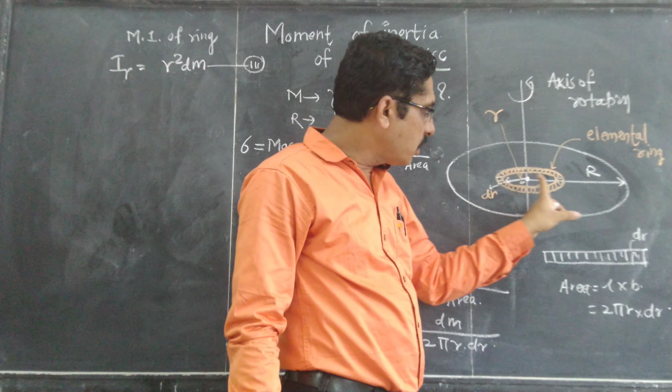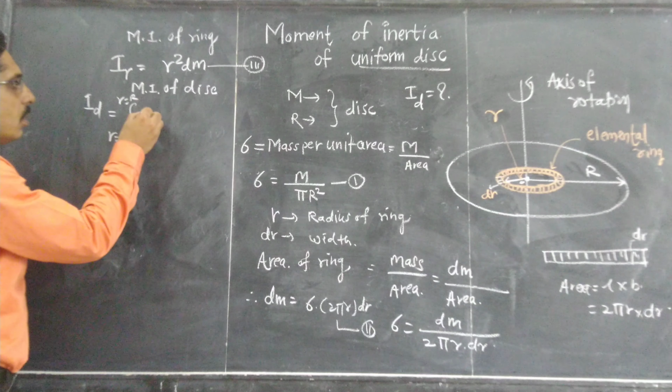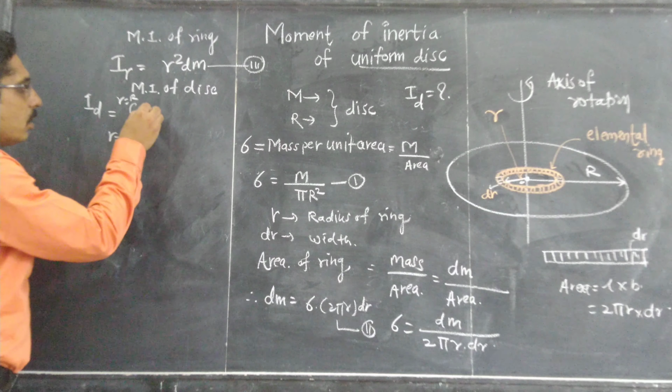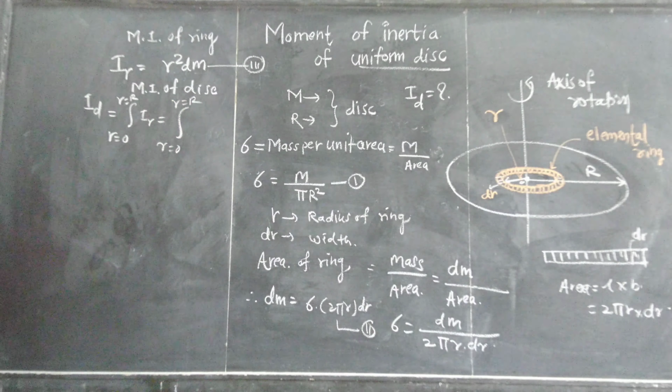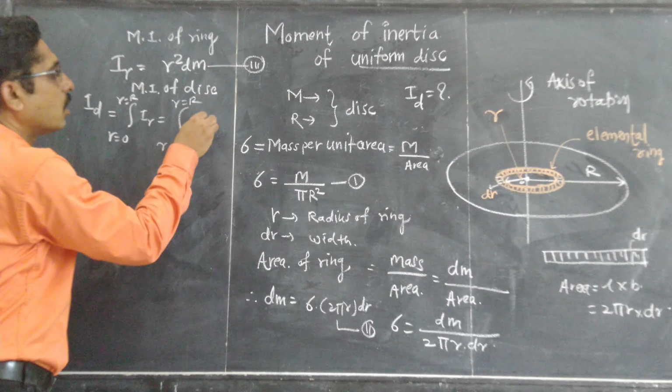टोटल घेतलं तर आपल्याला टोटल व्हॅल्यू कोणाची मिळेल, त्या डिस्कच्या मोमेंट ऑफ इनर्शिया. Therefore, suppose this ID, that is moment of inertia of disk, त्याचा फाइंड आउट करू आपण आता. ID = ∫ from r = 0 to r = R of dI_R, काय घ्यायचं, capital R. dI_R ची किंमत पुट अप करा, r² dm.